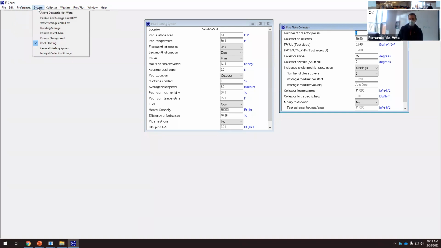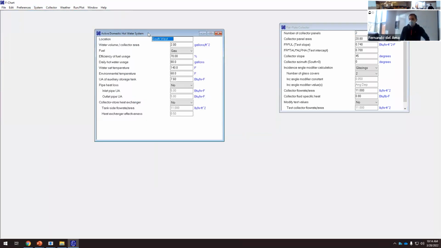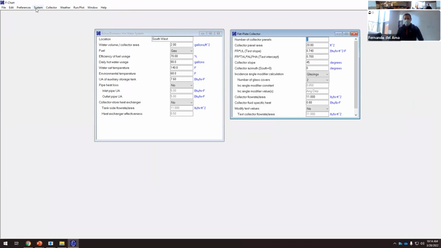System. This is important. By default, we have the pool heating. That's another thing we can do with solar panels. We can heat up pools, an indoor pool or a spa or whatever. But we are going to use the first solution, which is just domestic hot water. So select this one. And now we have active domestic hot water and the flat plate collector. This is all we need. So in system, select the first one.